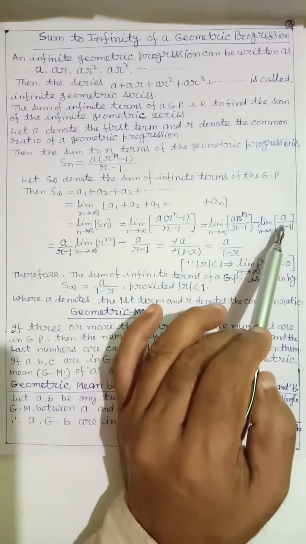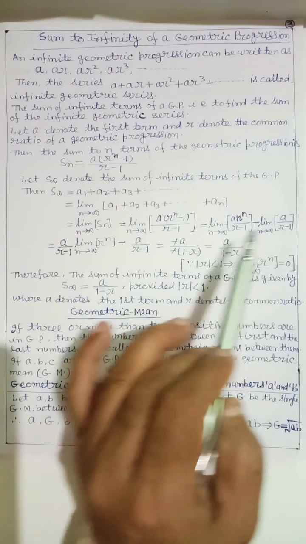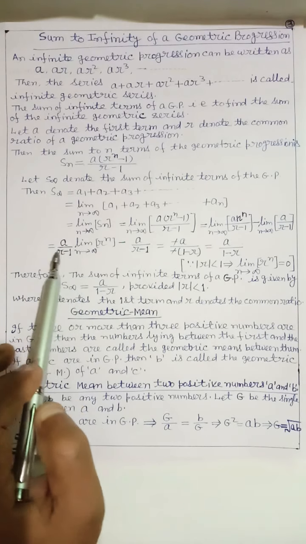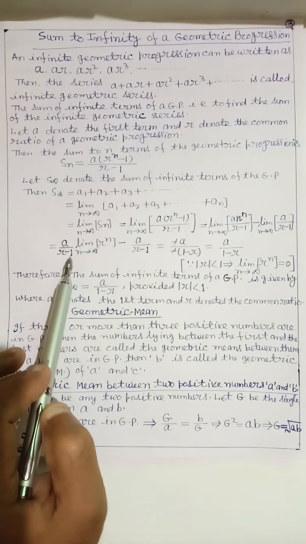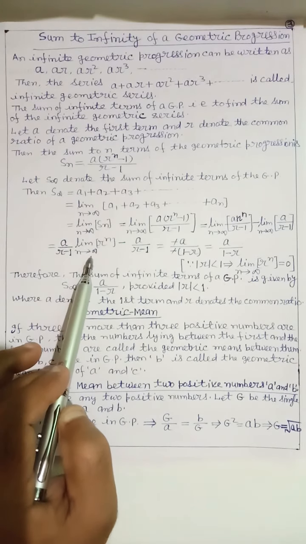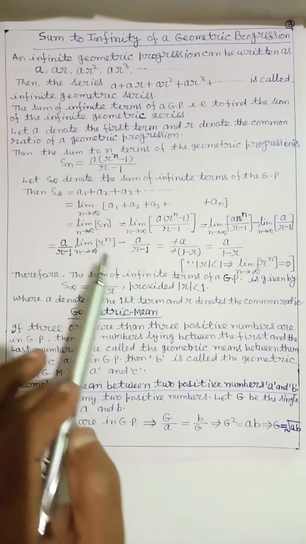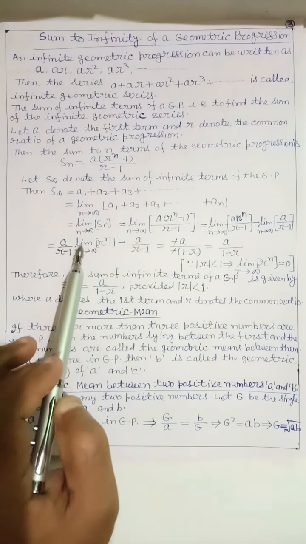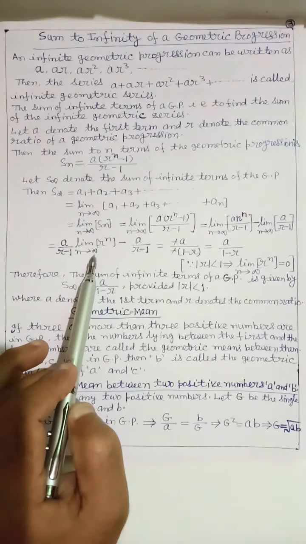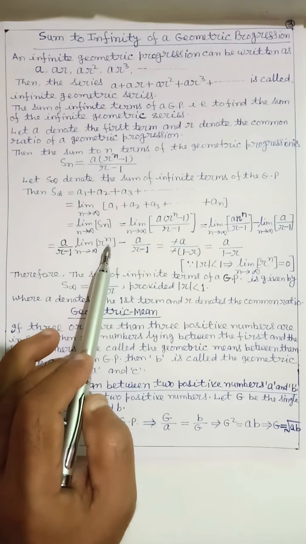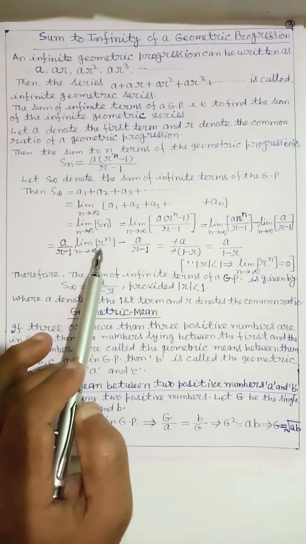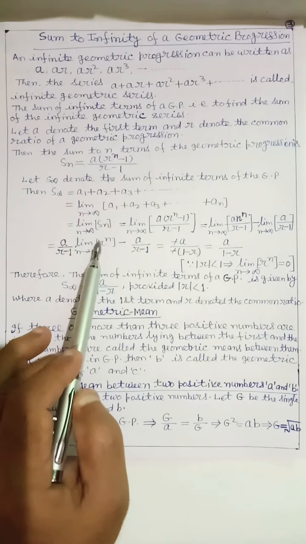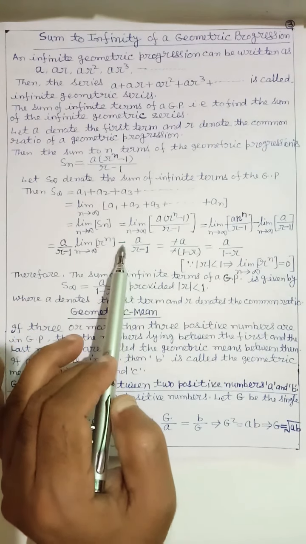Dear students, here a by (r minus 1) is the constant. So in the case of limit, it is outside the limit. Here we can write a by (r minus 1) into limit n tends to infinity r^n, minus a by (r minus 1), and here as n tends to infinity, in that case r^n becomes 0, and the value of this will be 0, and we get here minus a by (r minus 1).